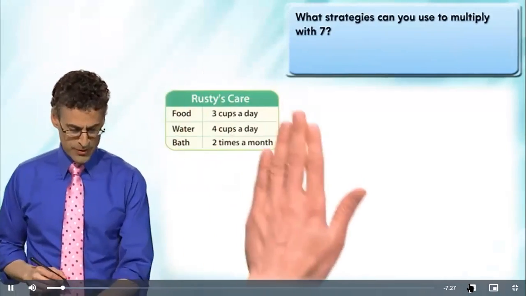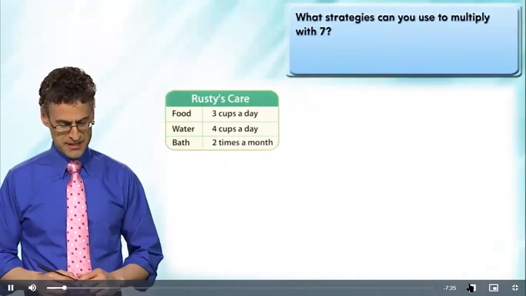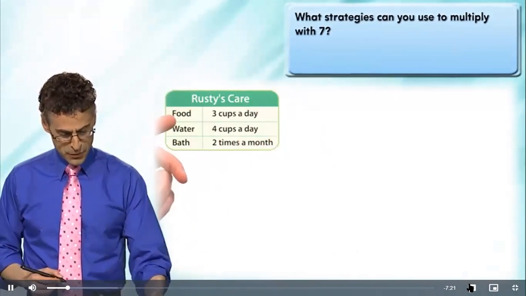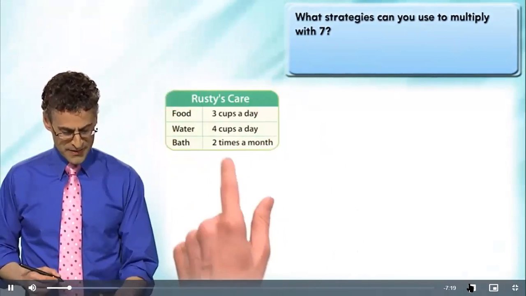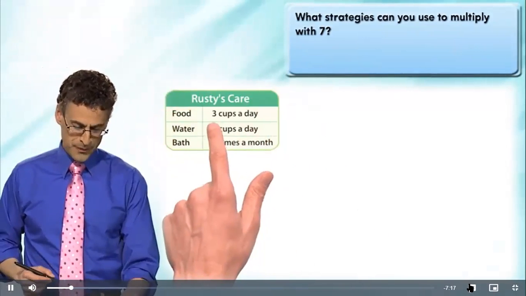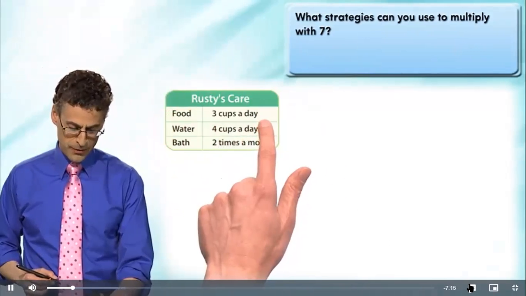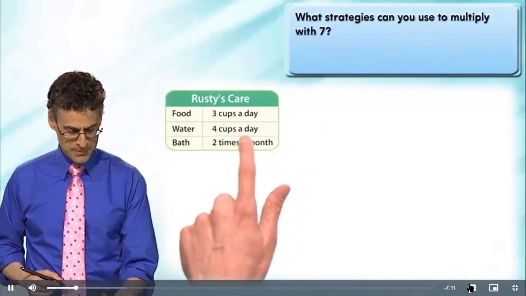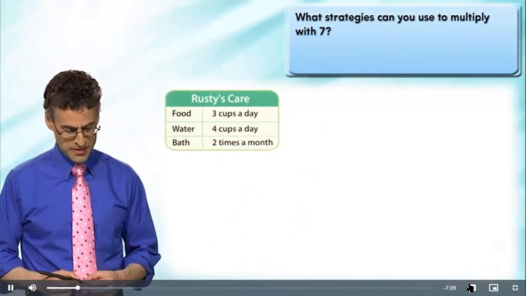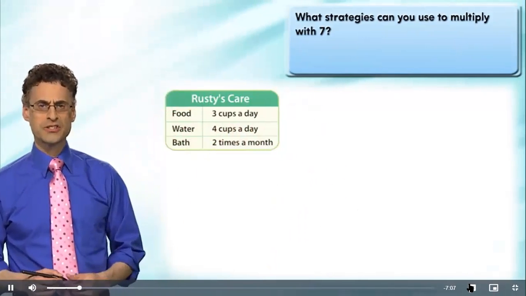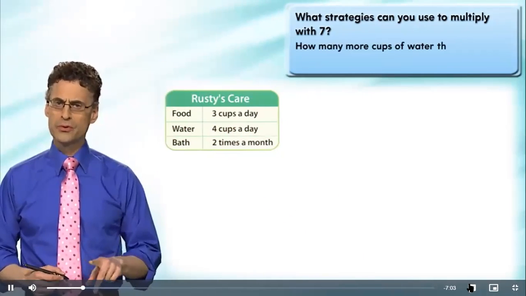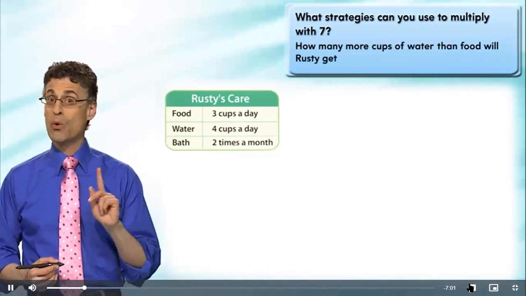Here is a table that shows Rusty's care. Rusty is a neighborhood dog of mine. And you can see there's food, water, and bath. This is information on how many cups of food per day Rusty needs and how many cups of water per day Rusty needs. And here's a fun question to think about: how many more cups of water than food will Rusty get in 1 week?